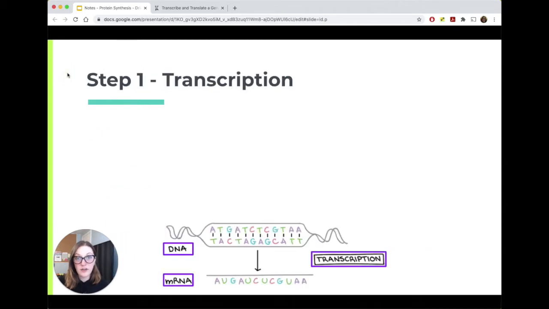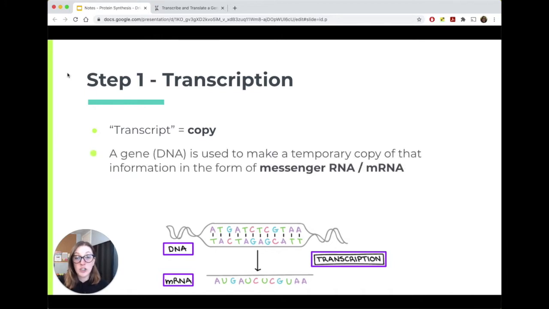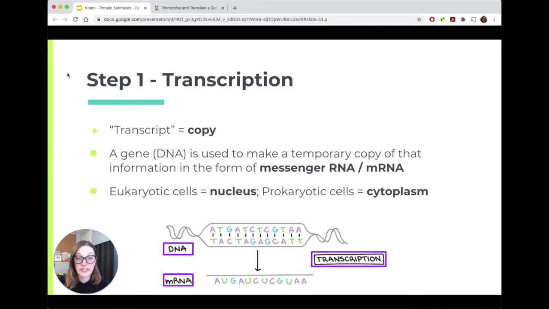So let's start with the first step and go more in depth. Let's talk a little bit about transcription. The word transcription comes from its prefix transcript, which means copy. So a gene, or DNA, is used to make a temporary copy of that code in the form of messenger RNA, which is mRNA for short. In eukaryotic cells, this process of transcription occurs where the DNA is, which is in the nucleus of your cells. Whereas for bacterial prokaryotic cells, this process takes place in the cytoplasm because they do not have a nucleus.